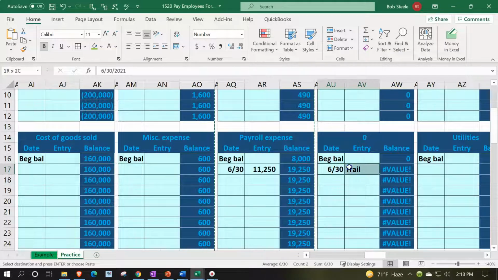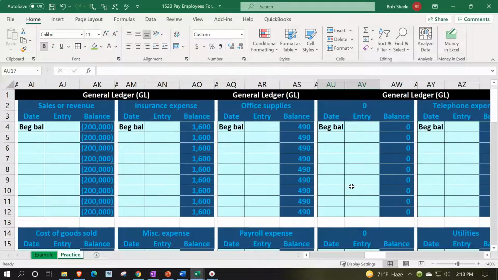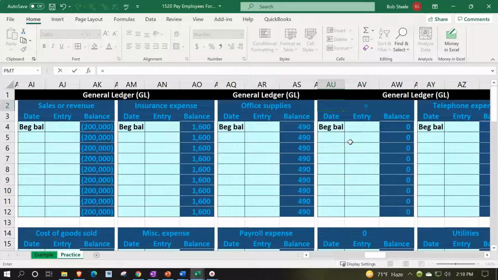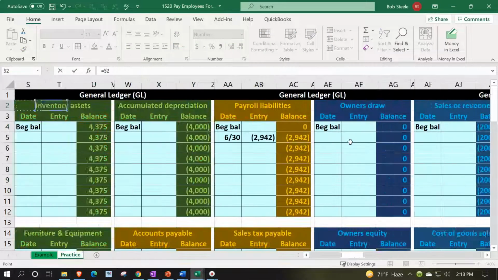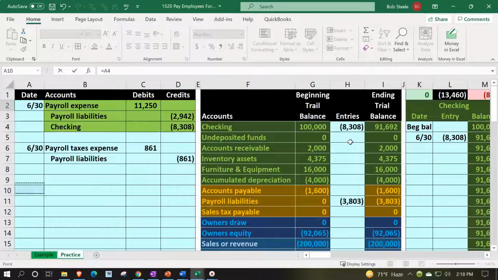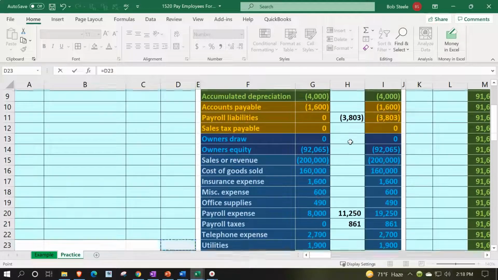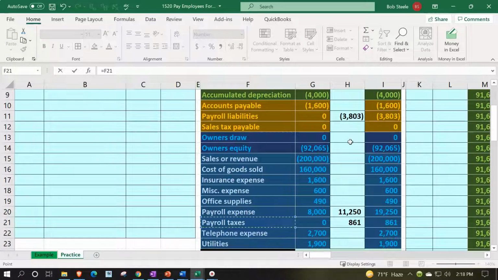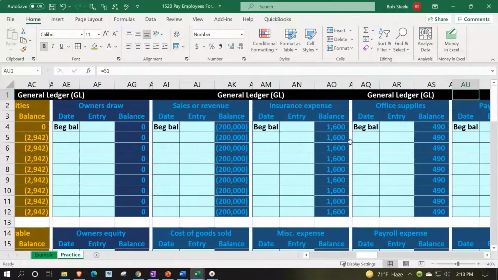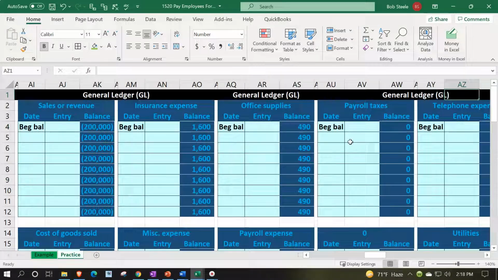And so I don't want anything down here. The second one is blank, so I'll just leave that one blank. And then up top, this is the one we want. I'm going to say this equals. Scroll all the way on over to the trial balance, picking up the payroll taxes. Payroll taxes. There we have it.